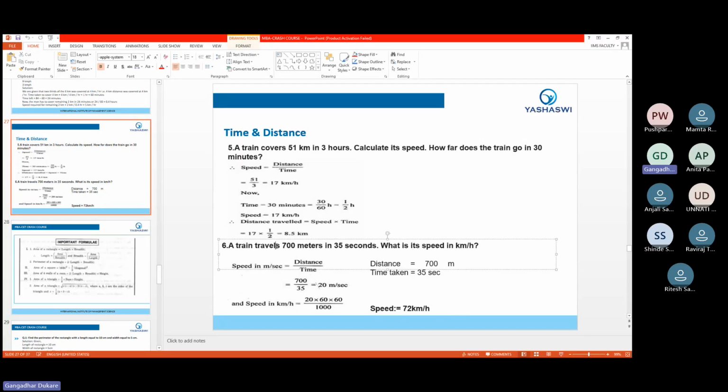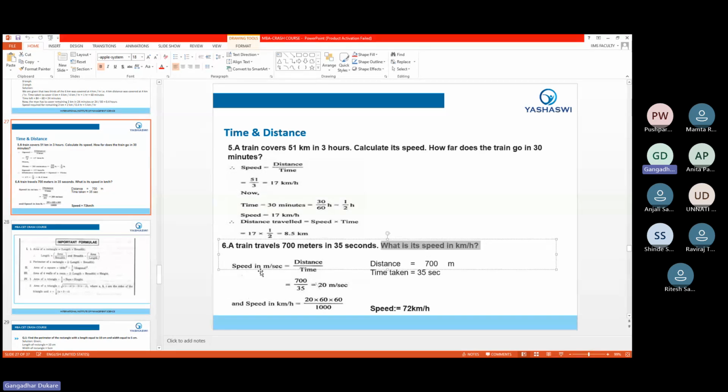A train travels 700 meters. The distance is given. In 30 seconds, the time is given. What is the speed in kilometers per hour? In that case, the speed needs to be calculated. We don't need to convert the value of 72 into meters per second. What is the speed in kilometers per hour that they are asking?